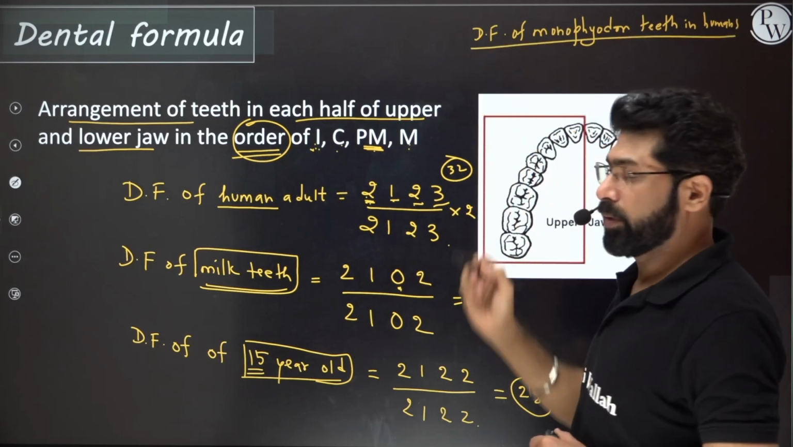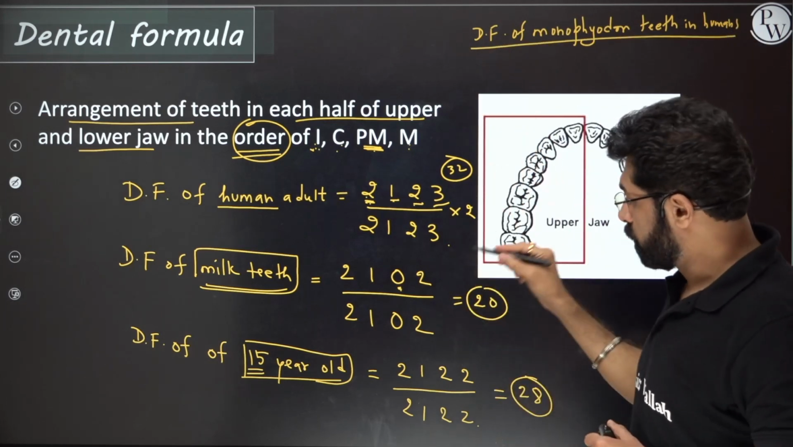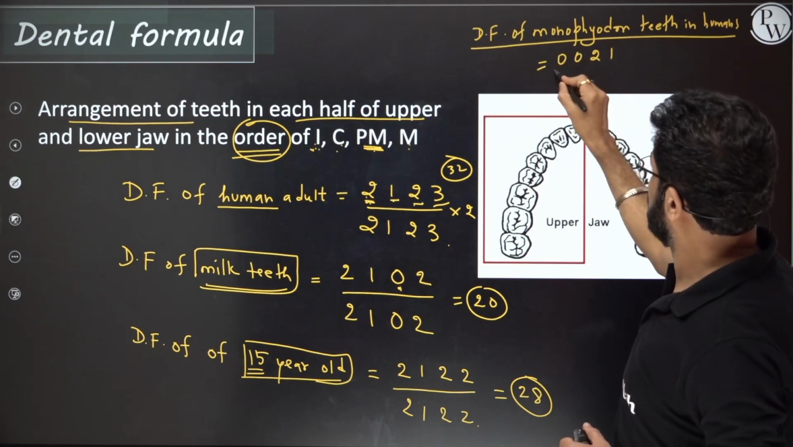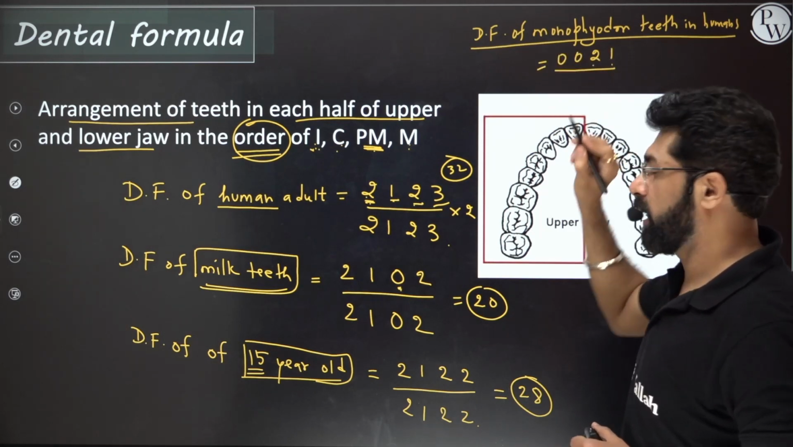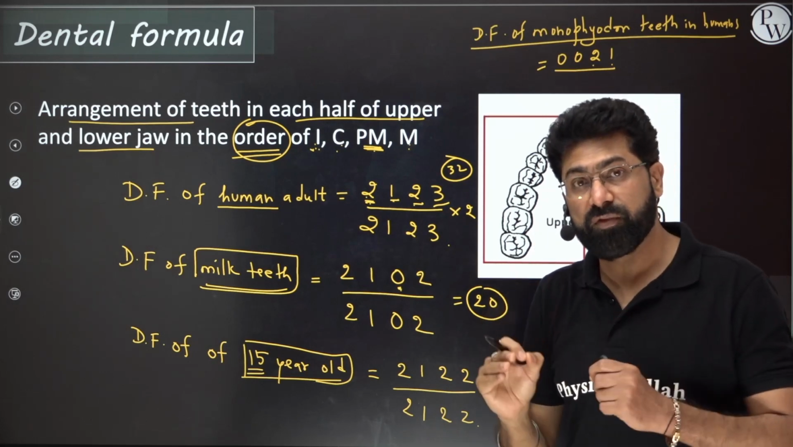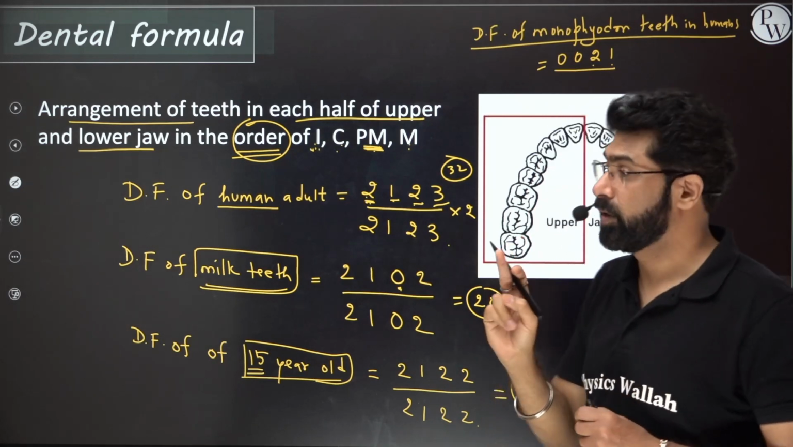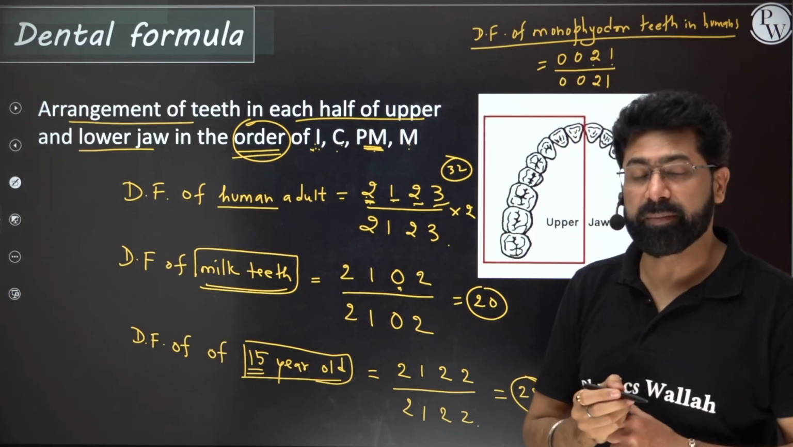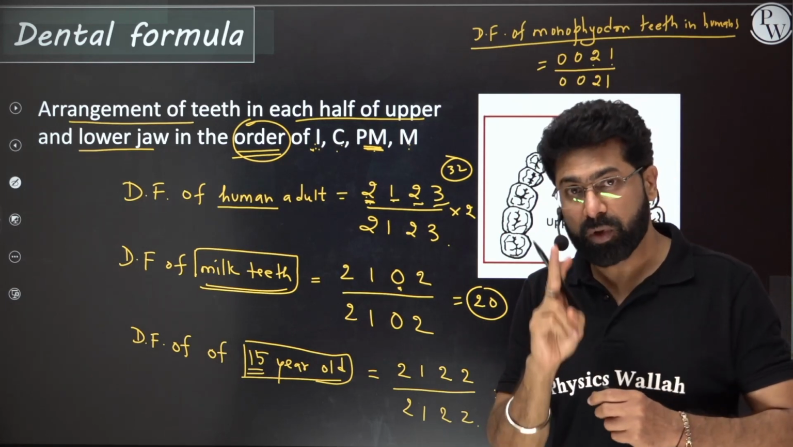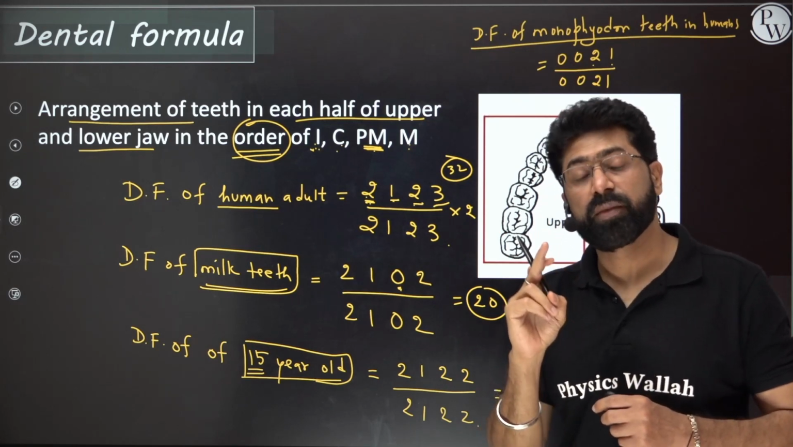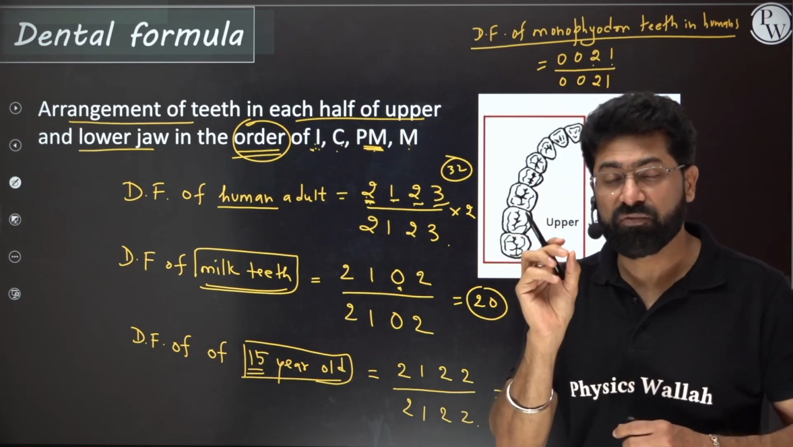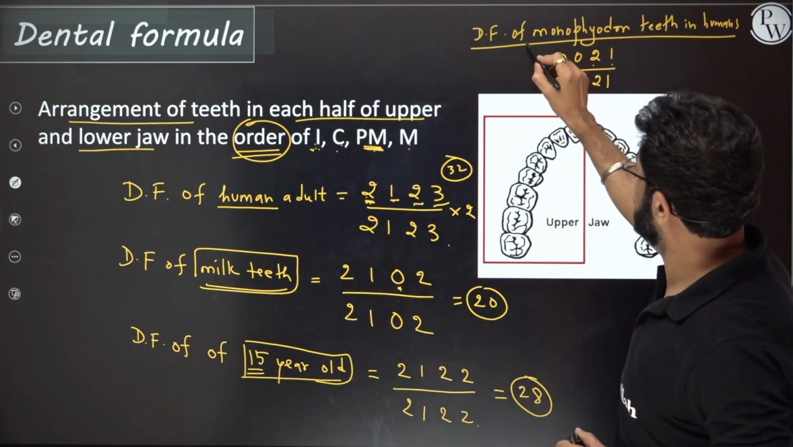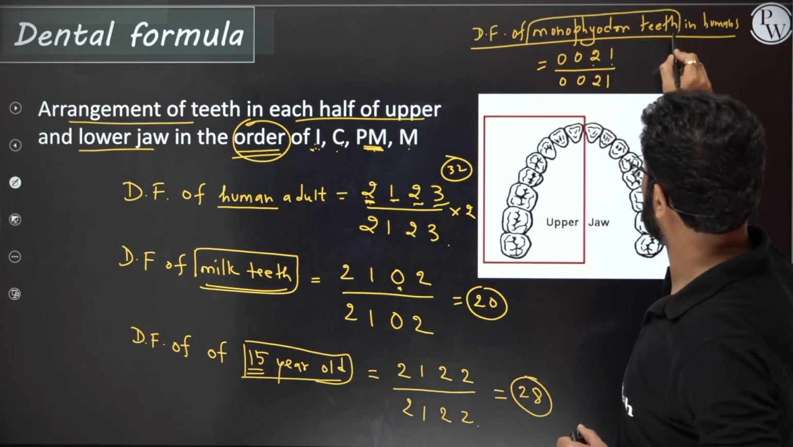Let us think about it. See, the monophyodont teeth were the premolars and the one molar which came only one time. They came only once in life. So this is 0021 upon 0021. That means two premolars in the upper set and lower set, and one molar came for the first time only in life. So these are always monophyodont teeth in humans.